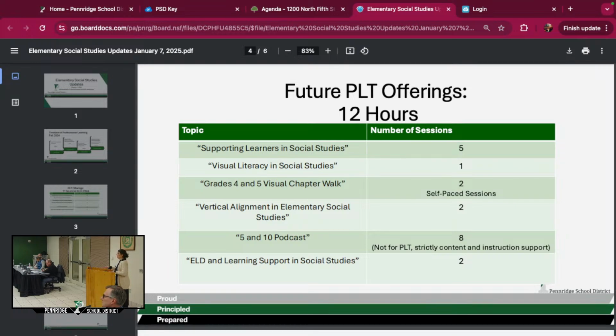Total of 23 hours, because here are our future PLT offerings. These are the ones that are coming up this year. We have, again, supporting learners, visual literacy, 1 more hour. There are 2 self-paced sessions for grades 4 and 5 visual chapter walks.